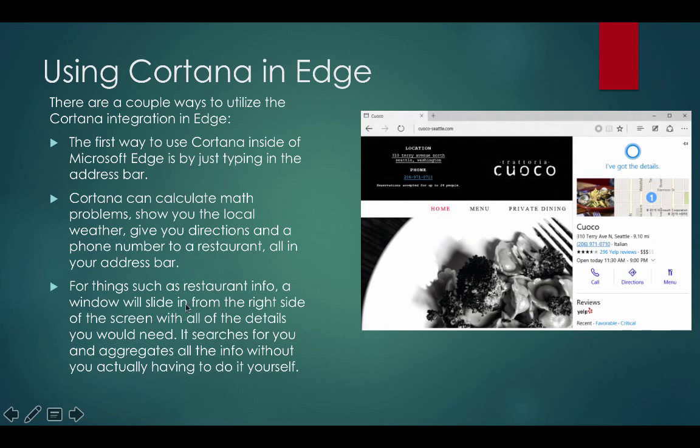What you can also do is calculate math problems and stuff like that, which is really cool if you just type it up in the address bar, or you can get the local weather. Just type in weather, and it will automatically bring up the weather for you in the address bar without you having to open up a new tab or a new window.